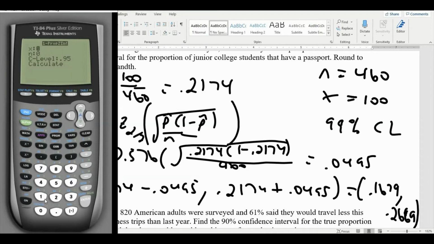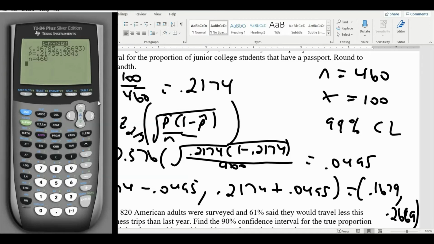Watch this. X is 100. N is 460. Confidence level is 0.99. Enter. Oh, I missed that. Let's do it again. All the information's already in there, just got to find it. Enter. Looky there. You see that? 0.1679, 0.2669.